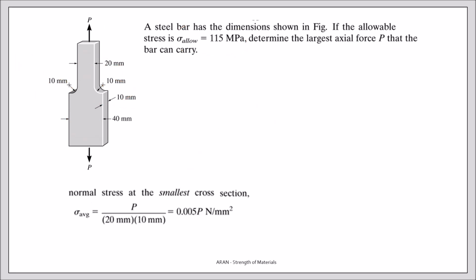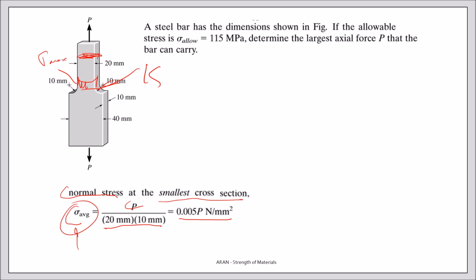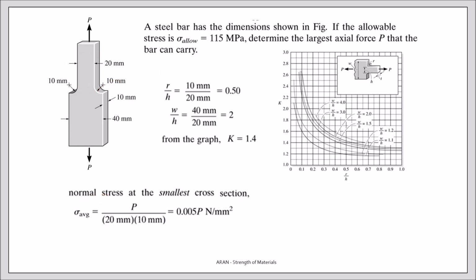Okay, let's take this area and calculate the normal stress at the smallest section. As I told, it is P over 20 times 10. This value is 0.005 P Newton per millimeter squared. This is my average. Now I have to find a K value, and this K value will tell me how much the sigma max over here is higher than this average value. I need such a graph.